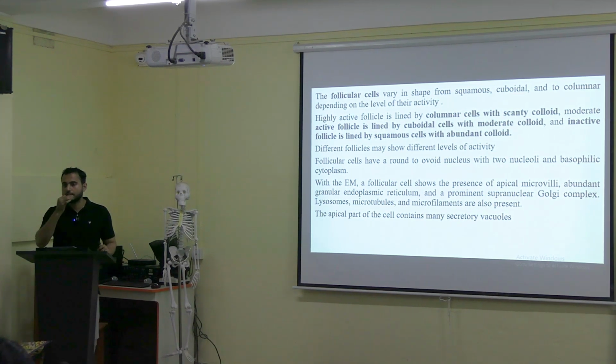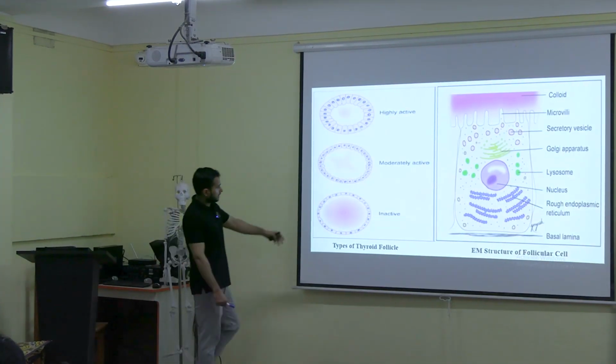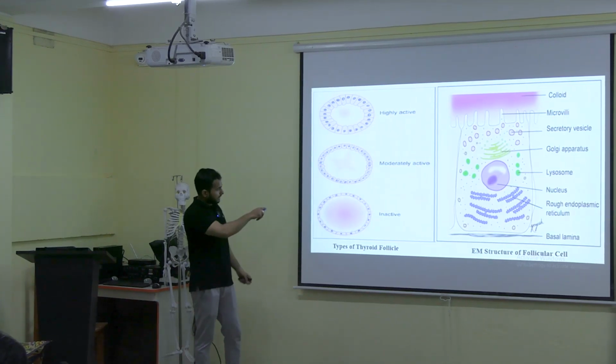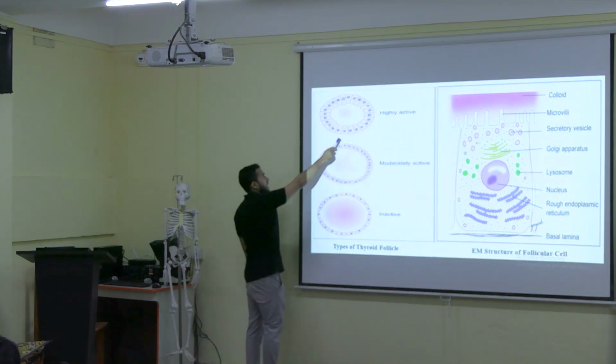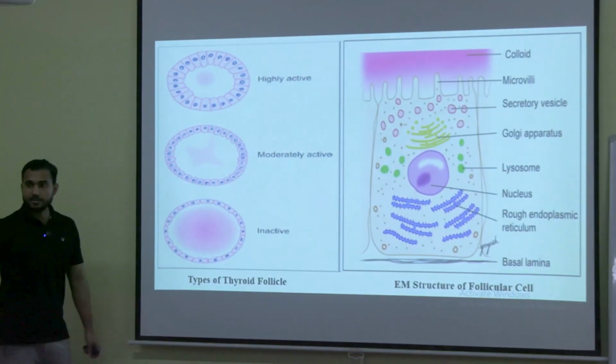Now, this colloid is nothing but thyroglobulin. The colloid, as I said, has a pink color appearance and is homogeneous in nature. Here I have mentioned it. Now in this diagram you can see different types of follicles are shown. First of all, this is a highly active follicle, then this is a moderately active follicle, and this is an inactive follicle.